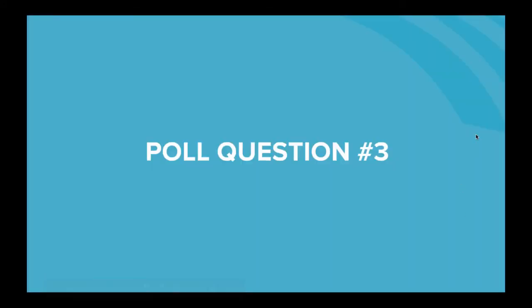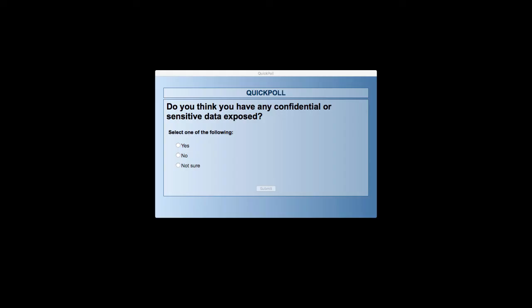Third, before we get here, let me go ahead and again open up a poll. So this poll is very simple one. Do you think you have any confidential or sensitive data exposed?